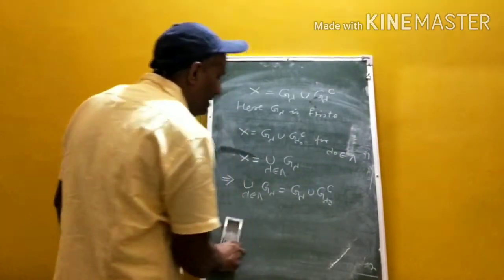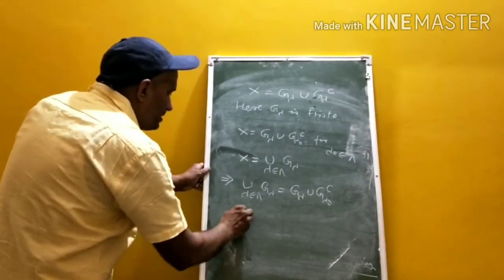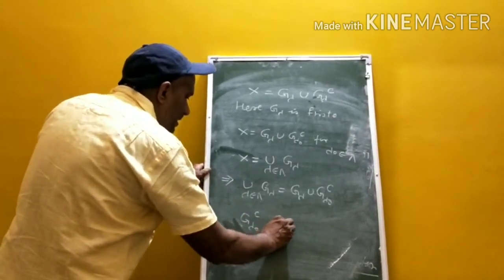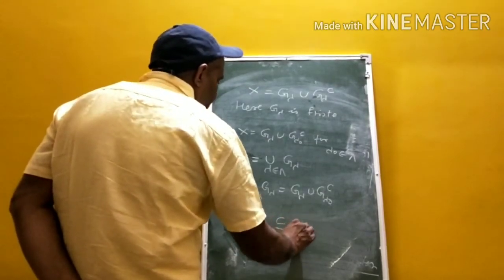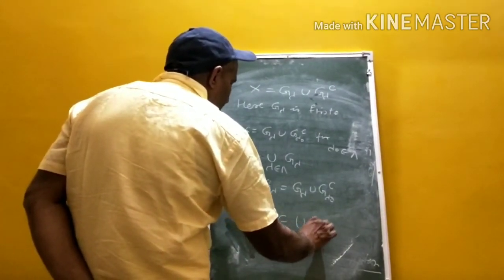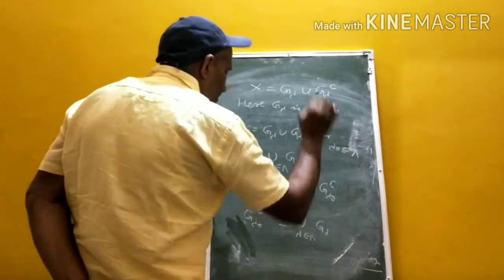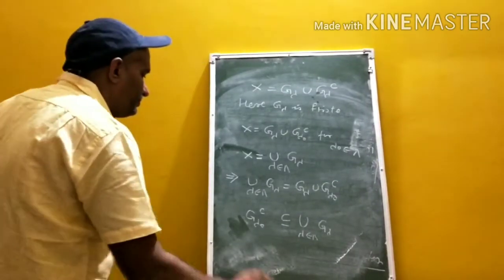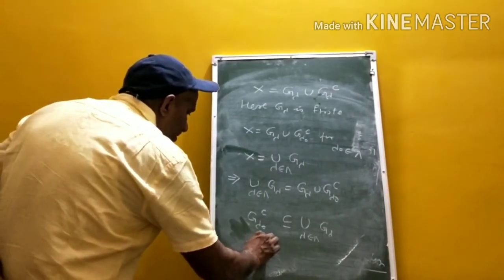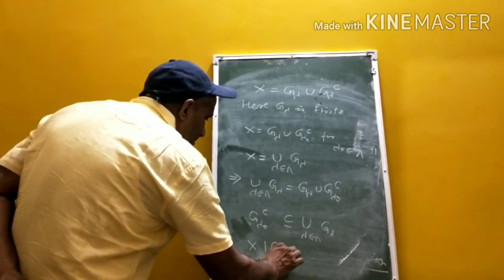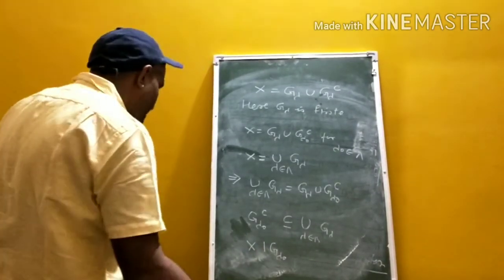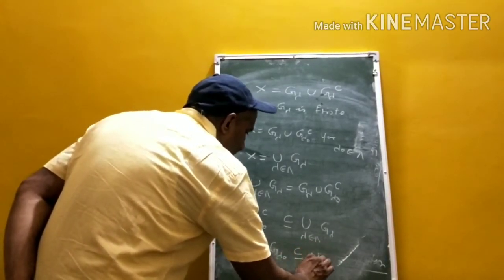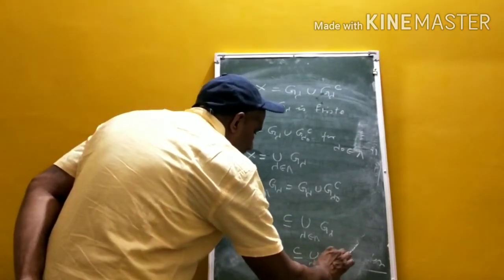Now from here we observe that G lambda naught complement is contained in the union over lambda in gamma of G lambda. Further, we can write it as X minus G lambda naught, by the definition from set theory, is contained in the union over lambda in gamma of G lambda.